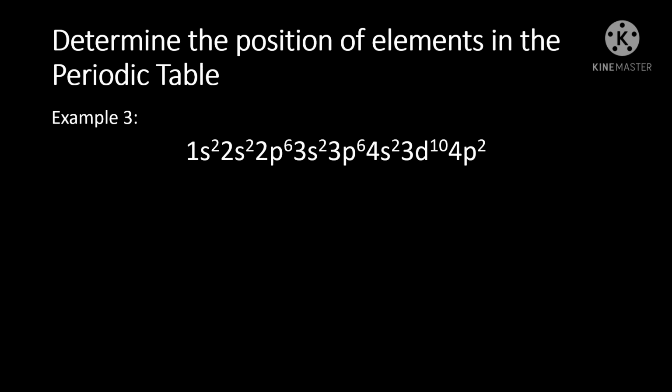Example 3 is the electronic configurations of another element. So how to determine the positions of this element in the periodic table? Again, step number 1, we determine the block of the element. So for this element, the last electron goes into the p subshell. Therefore, this element is a p block element. And for the p block element, it starts from group 13 until group 18.